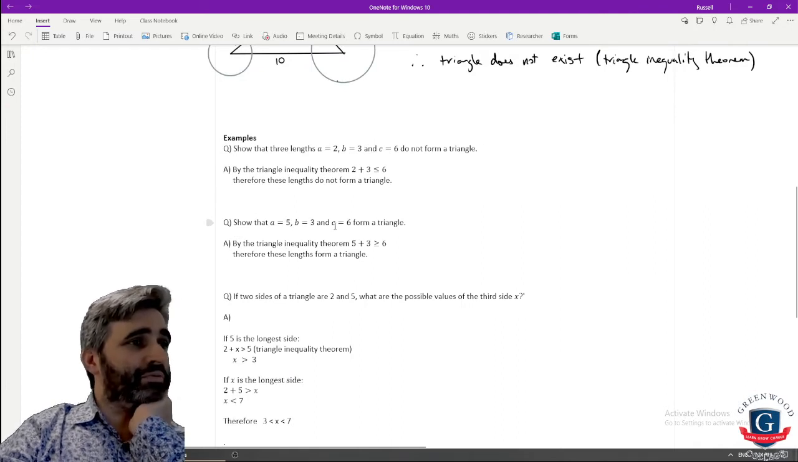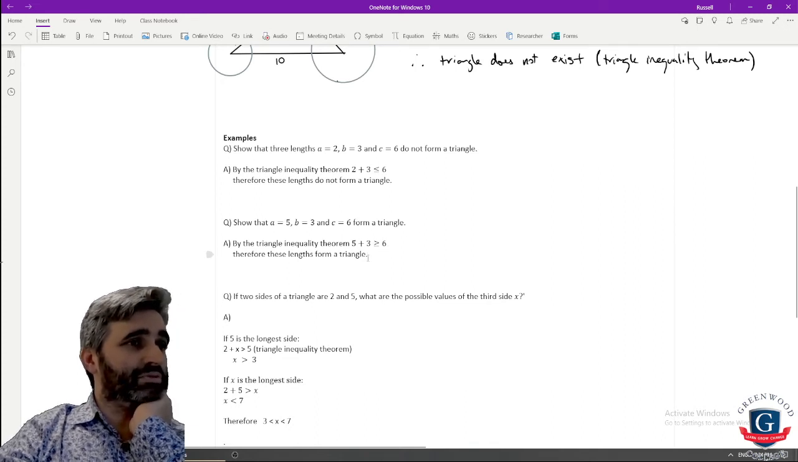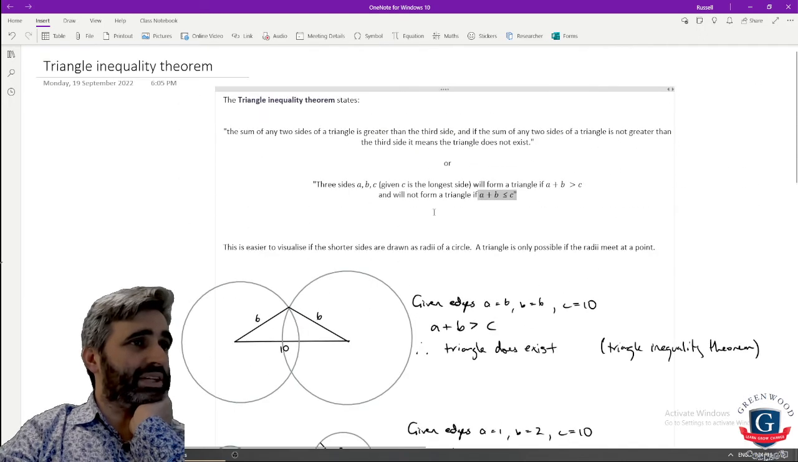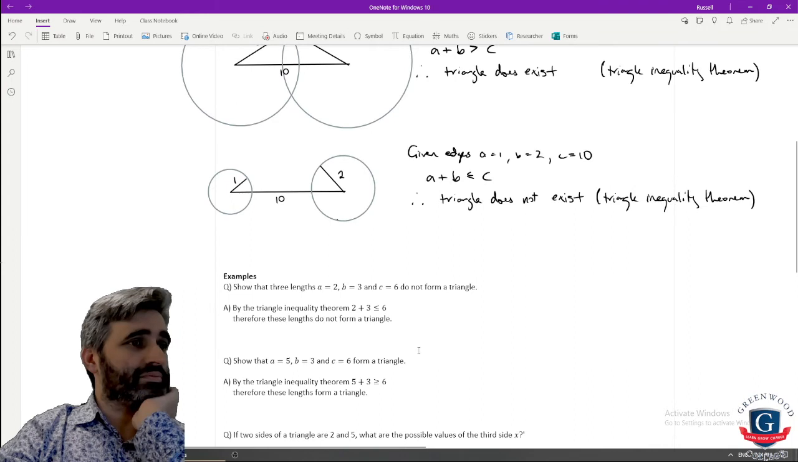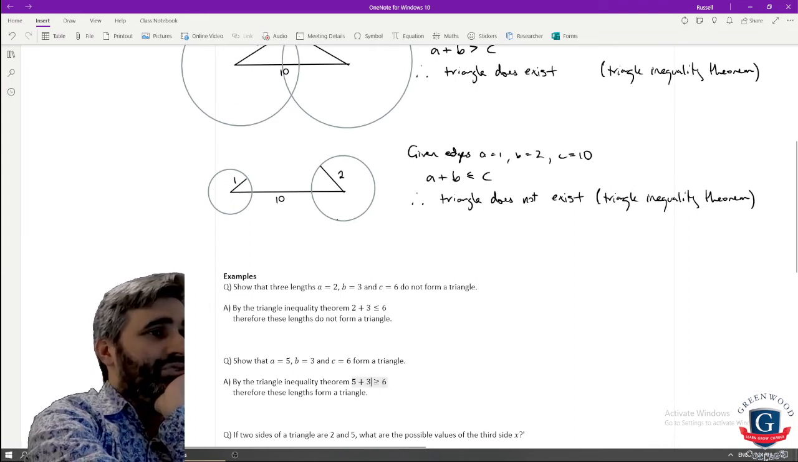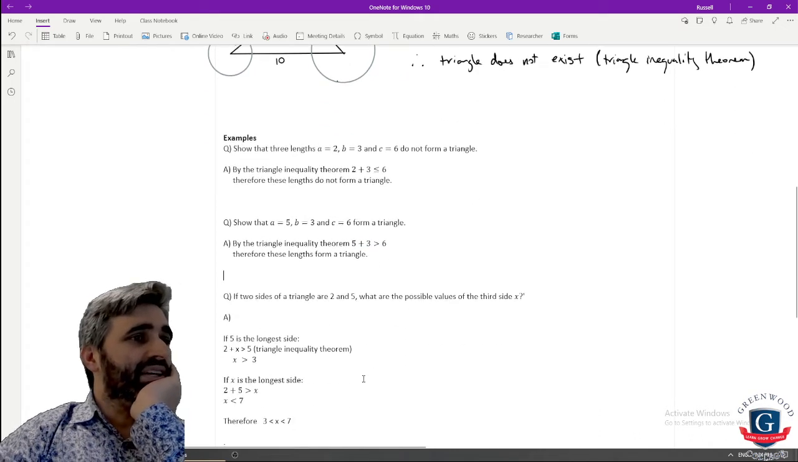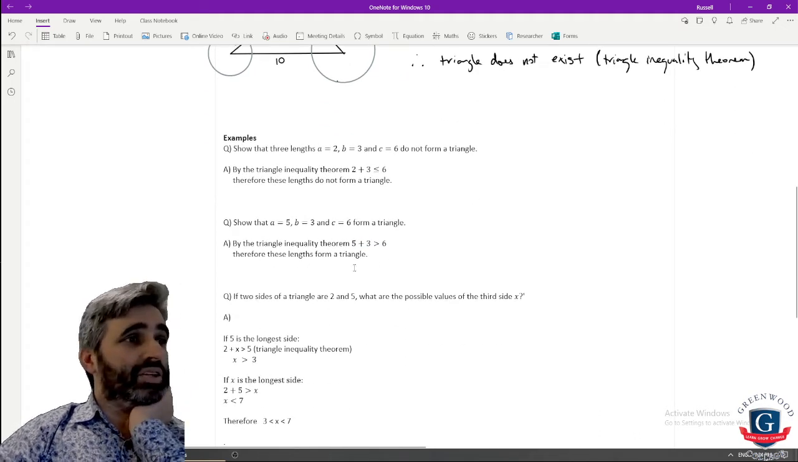Show that A equals 5, B equals 3, and C equals 6 do form a triangle. Well, 5 plus 3 is greater than 6, satisfying this condition here. Actually, that's not quite right. This should just be greater than. 5 plus 3 is greater than 6. Therefore, these lengths do form a triangle.